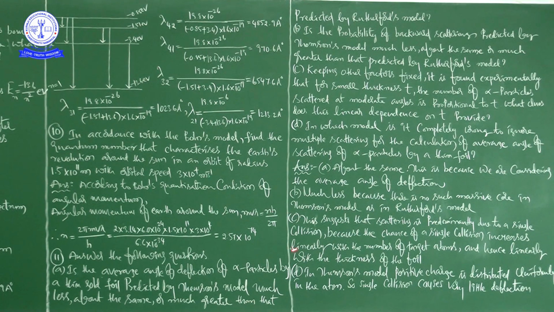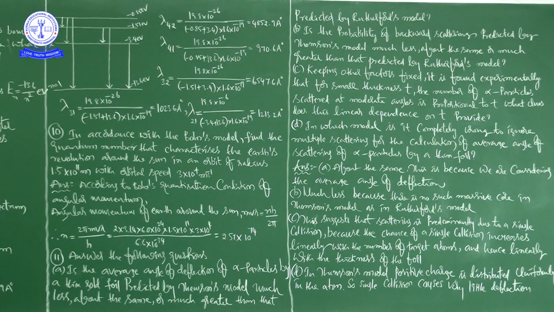So here mvr is equal to n into h by 2 pi. So n is the quantum number. If you write n as the subject, n equals 2 pi mvr by h. So 2 into 3.14 into m, 6 into 10 to the power of 24, into v, 1.5 into 10 to the power of 11, into 3 into 10 to the power of 4, divided by 6.6 into 10 to the power of minus 34, is equal to 2.57 into 10 to the power of 74. The answer, the quantum number, will be 2.57 into 10 to the power of 74.